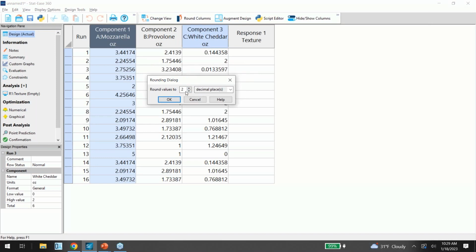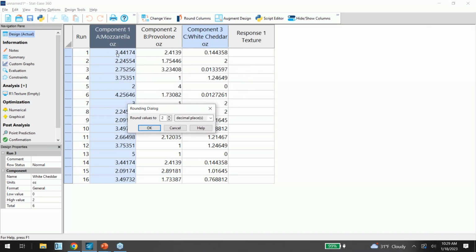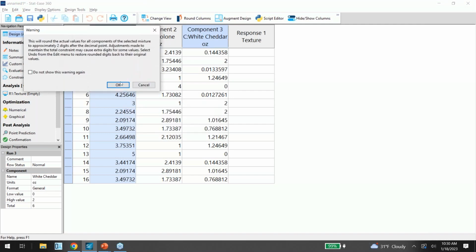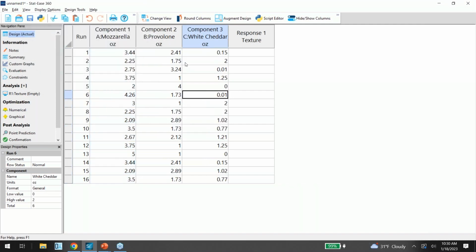Now, you could round this off by hand, but the problem is, because everything has to sum up to 6, if you round something one way, you have to figure out how to round the other things, and there's often more than one way to round that makes sense. So our software will actually try to find the optimal rounding. It'll try to round to the closest point near your original point that's at 2 decimal places. So I'm going to click OK. It's going to give me a warning, and I get something that looks like this. So a little bit easier. I could probably measure out to 2 decimal places if I'm looking at ounces.